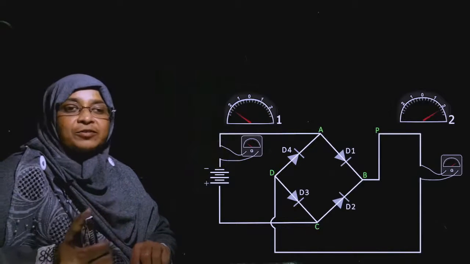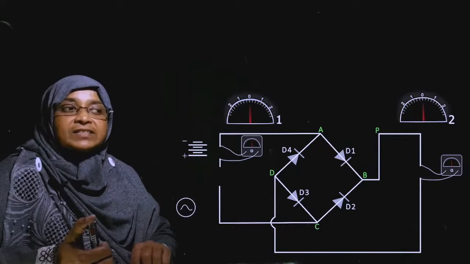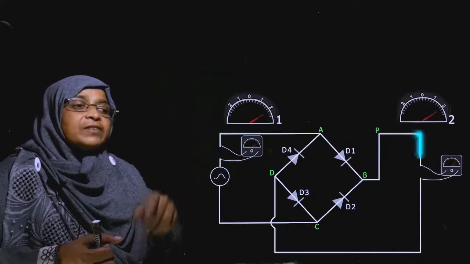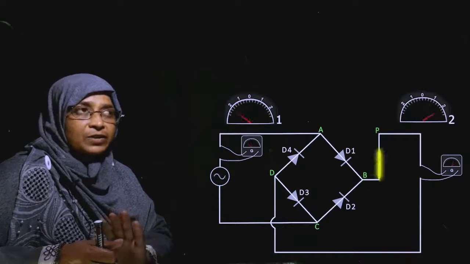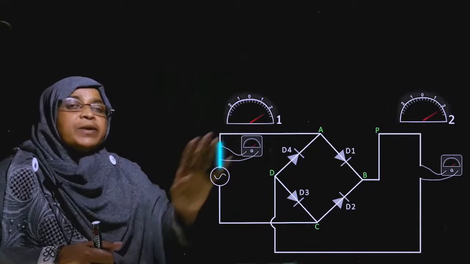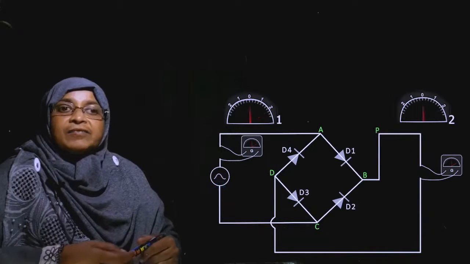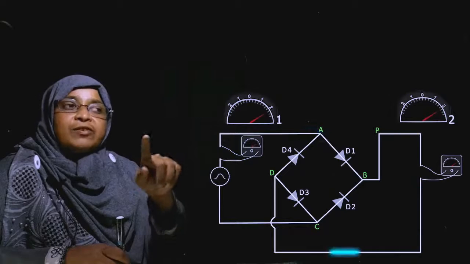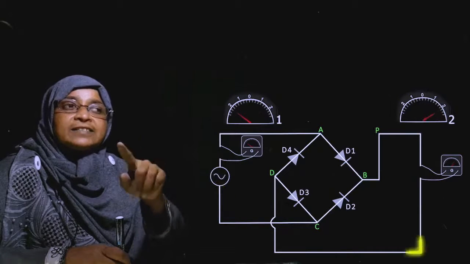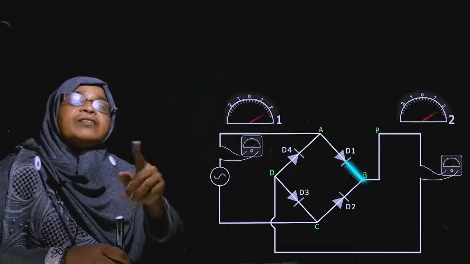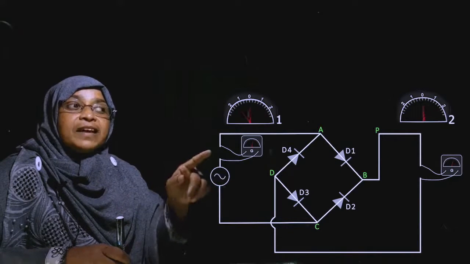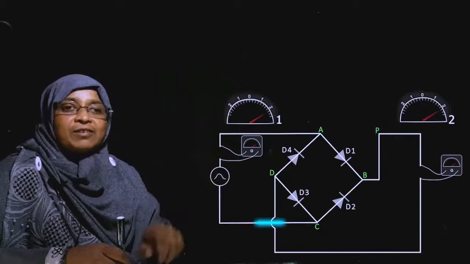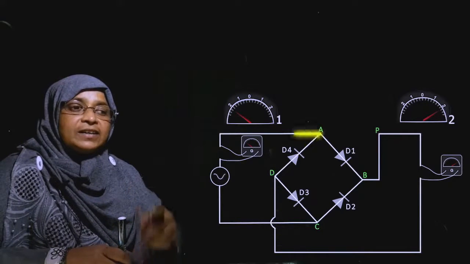Now I am going to bring the alternate power supply, the dynamo. To indicate the alternate power supply, I have given the symbol here. Okay, let's observe. Observe the galvanometers carefully and we will draw the graph also. Okay, now the galvanometer 1 indicates clockwise and anticlockwise, but the galvanometer 2 indicates the clockwise side only. You can observe the current flow.